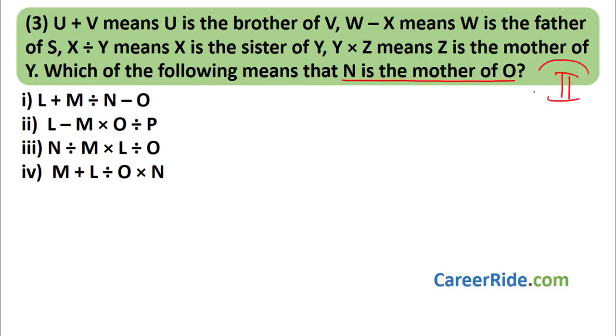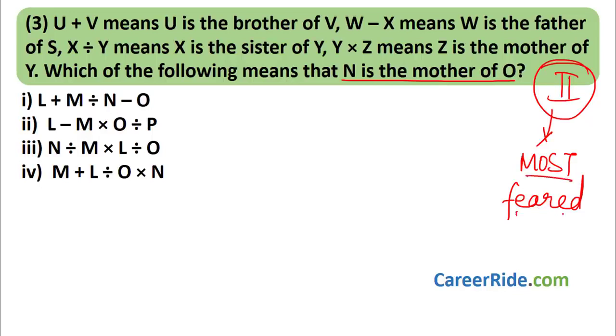Welcome to category 2 of blood relations and family tree. By far this is the most feared topic and one of the most confusing types of sums related to blood relations. Now in these sums the problem arises because of these symbols, and we are not able to visualize these symbols.